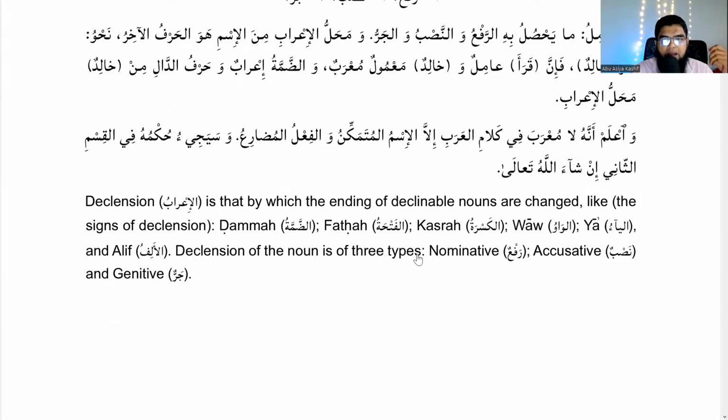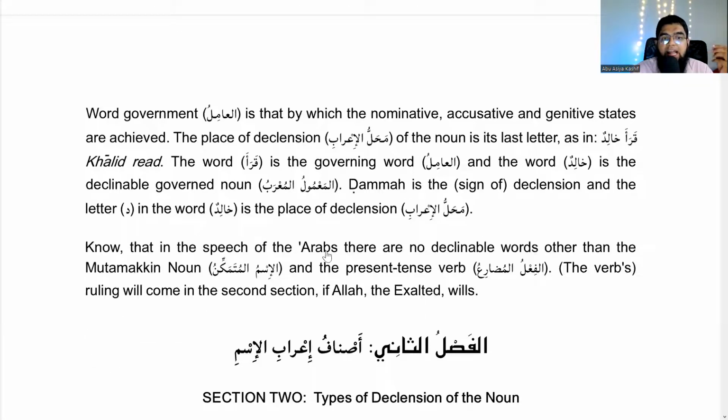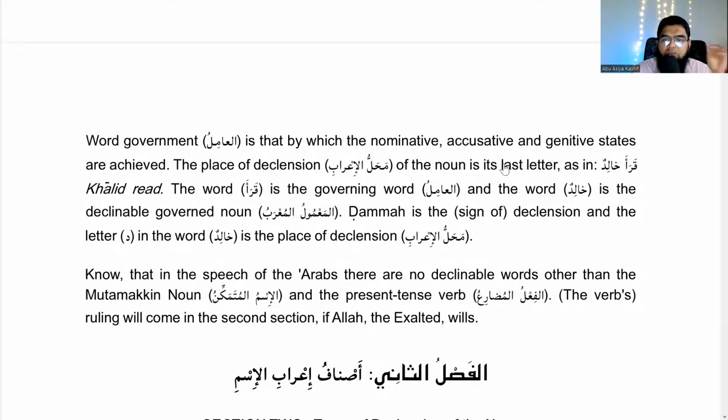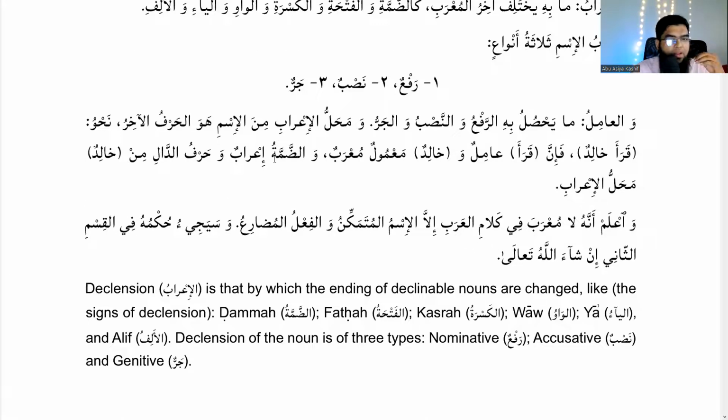Then he says, what is the mahal of i'rab? Wa mahalu li'rabi min al ismi huwa al harful akhir. And the place of i'rab in the noun is the last letter. So we are not worried about the first letter, second letter, and all that. It is the last letter. The place of declension of the noun is its last letter. So we are always concerned about the last letter. For example, Khara'a Khalidun, Khalid read. We're concerned about this dun. Why did this dun come? Because of the fi'il, the fa'il.